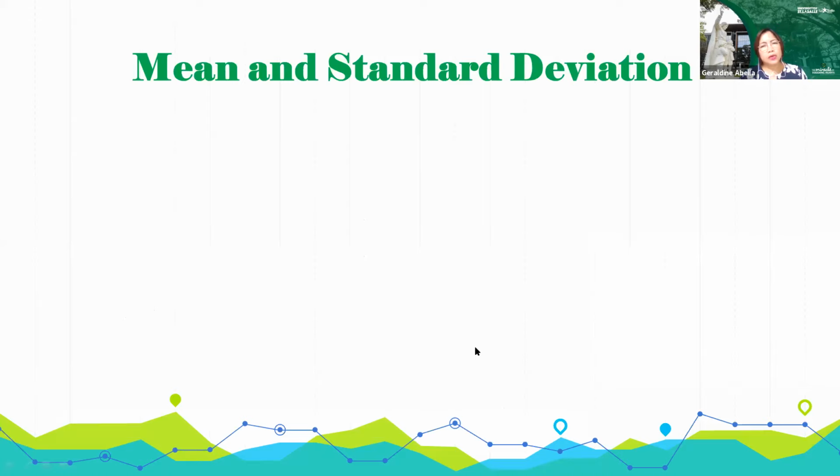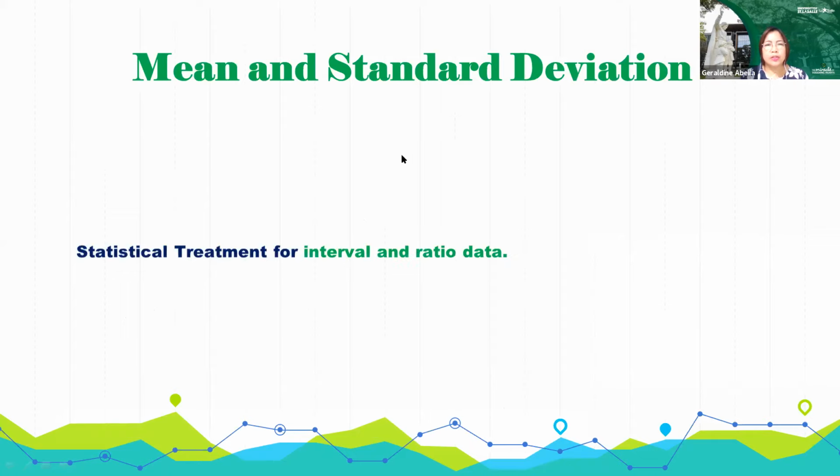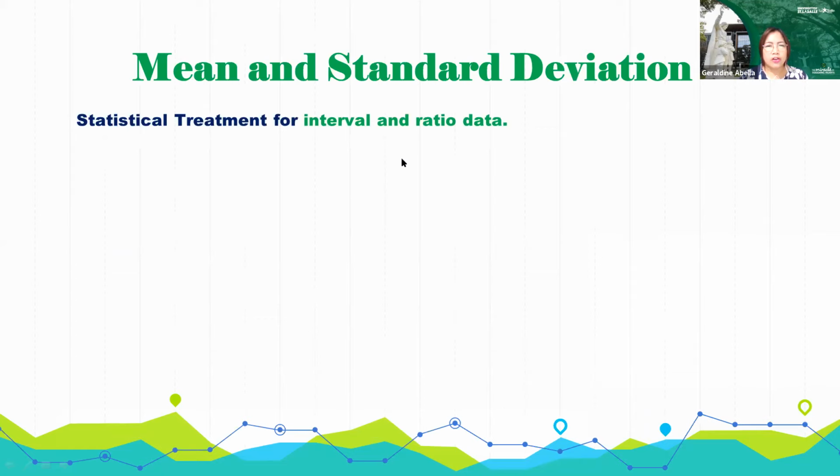Next, when do you use mean and standard deviation as a statistical tool in processing your data? You use mean and standard deviation for interval and ratio data. So as what I've said, if the data is measured in the nominal or in the ordinal level, you are only limited to frequency count and percentages.